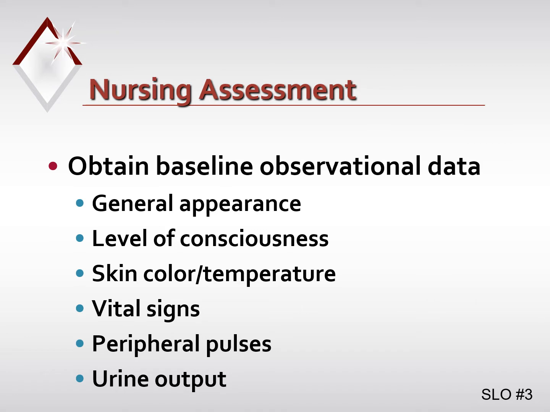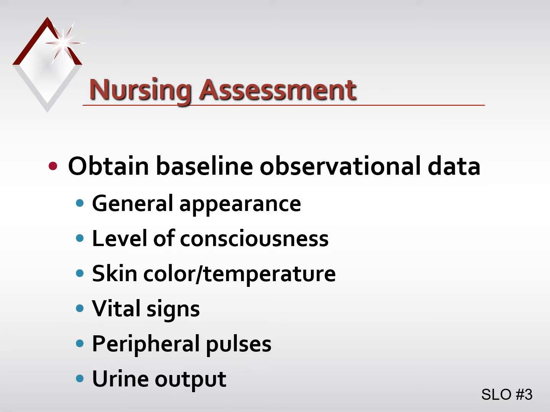Okay, so for our nursing assessment, when we're looking at the patient, we want to note their general appearance. Are they pale? Do they appear weak or tired, exhausted? This could indicate that they have decreased blood pressure, decreased cardiac output. Same thing goes for level of consciousness. We want to know, are they alert? Are they lethargic? Are they in a stupor? Are they in a coma perhaps? Those types of things. Skin color and temperature, so cool, pale, potentially some diminished peripheral pulses.